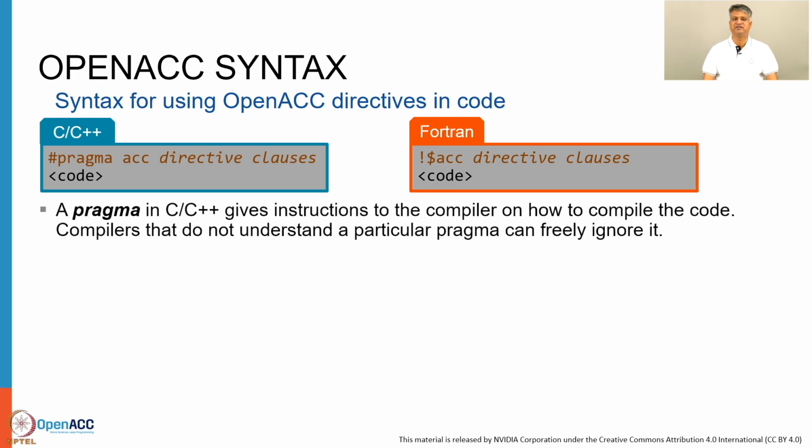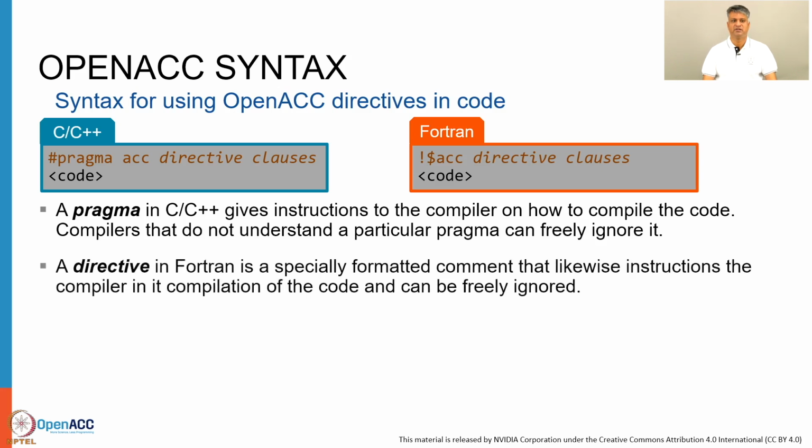A pragma in C, C++ gives the instruction to the compiler on how to compile this code based on the particular architecture. If the compiler does not understand a particular pragma, it can definitely ignore it. Similarly, the directive in Fortran is a specially formatted comment that gives the instruction to the compiler about the compilation of the code and what target hardware it should go to. And this can be freely ignored if the compiler does not understand it.